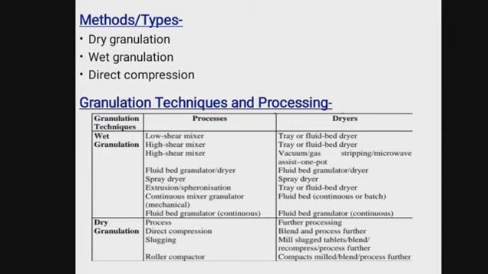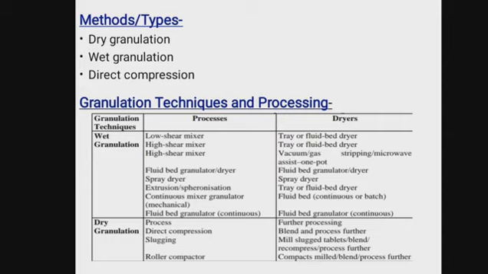What are the methods and types of granulation? There are 3 methods: dry granulation, wet granulation, and direct compression. A short note on the processes and dryers used in these techniques has been explained here. In wet granulation, we have used processes such as low shear mixer, high shear mixer, fluid bed granulator, spray dryer, extrusion, spheronization, and continuous mixer granulator, that is mechanical, or fluid bed granulator, that is continuous. Dryers used are tray or fluid bed dryer, vacuum or gas stripping, or microwave assisted one pot, spray dryer, fluid bed that is continuous or batch.